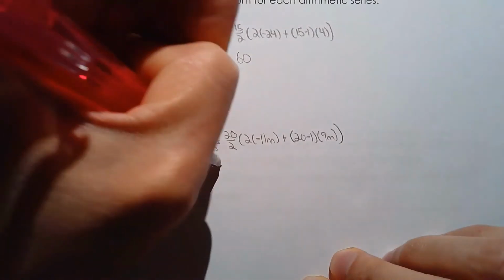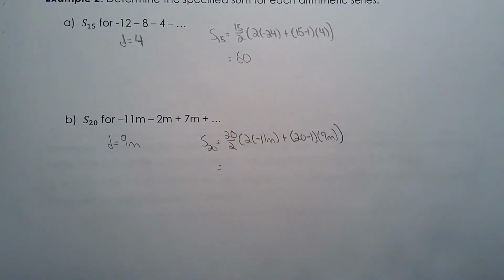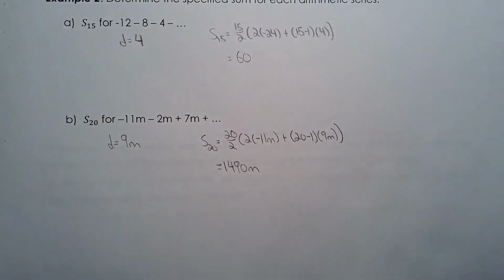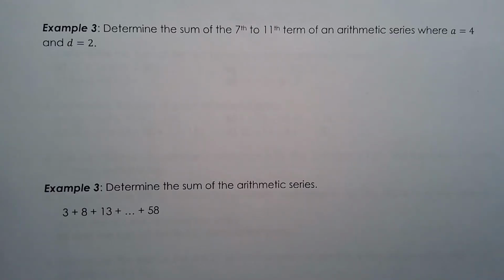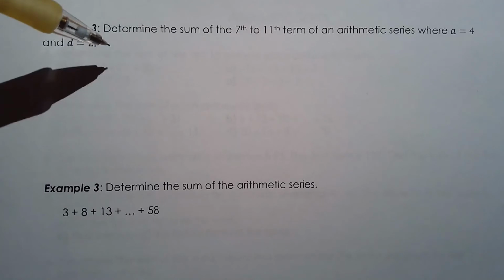1,490m. Okay, so that's a good start for using arithmetic series. Okay, so for example 3, it says determine the sum of the 7th term to the 11th term of an arithmetic series where A is 4 and D is 2. Okay, let's think about it. They want the 7th term to the 11th term.